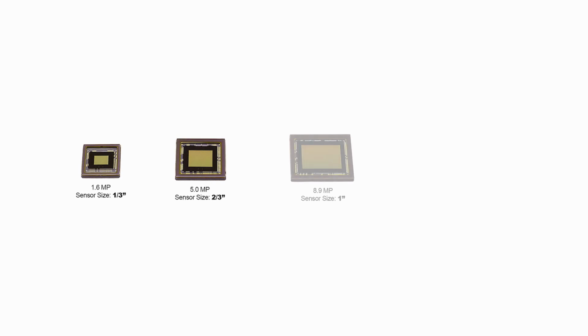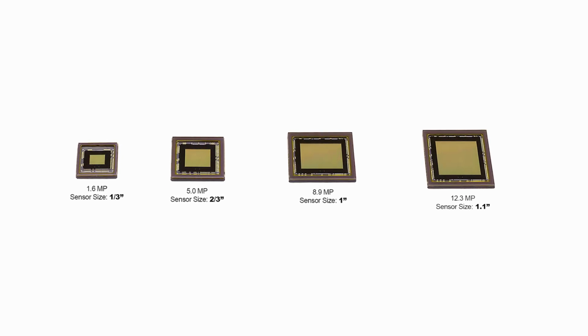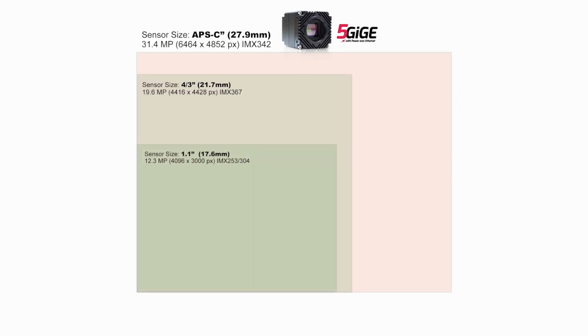Typically, higher resolution sensors, let's say 12 megapixels and up, are going to be larger in their sensor size versus lower resolutions. And what we've seen over the past couple of years is a growing number of new sensors moving beyond the 1-inch sensor size. We see sensor sizes at 4/3 and beyond. For example, the 31.4 megapixel IMX342 on the Atlas camera is an APS-C size sensor, which is larger than 4/3.